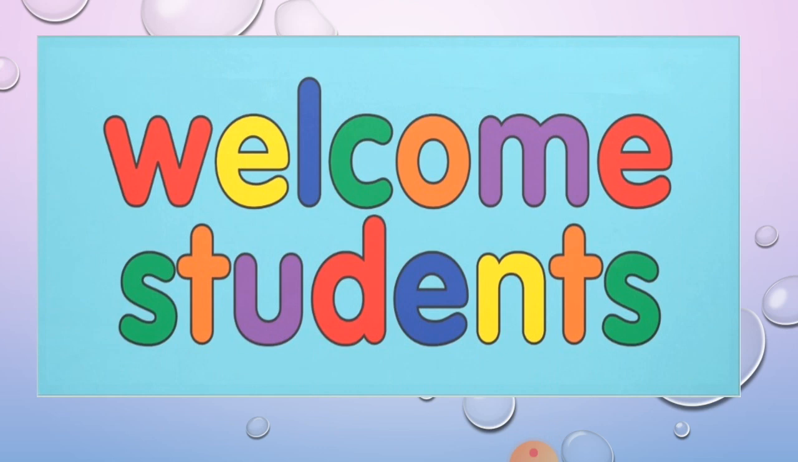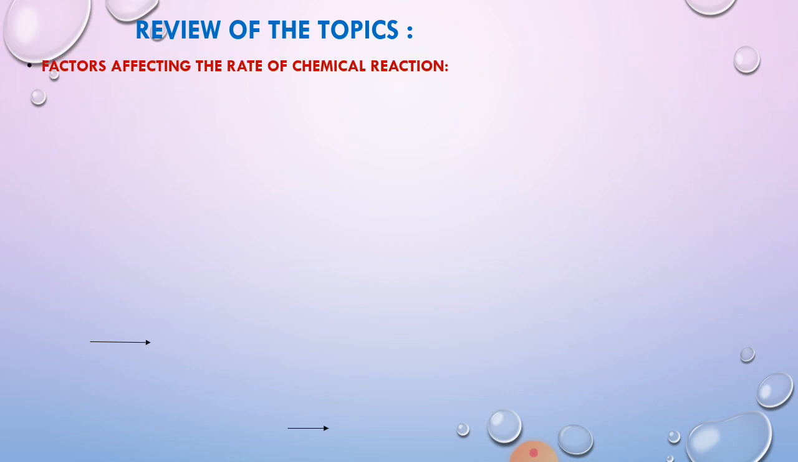Now we are going to study the last part of chapter number 3, that is chemical reactions and equations. But before going to the next topic, as usual, let's revise what we have learned in our last class. We have learned the factors affecting the rate of chemical reactions.